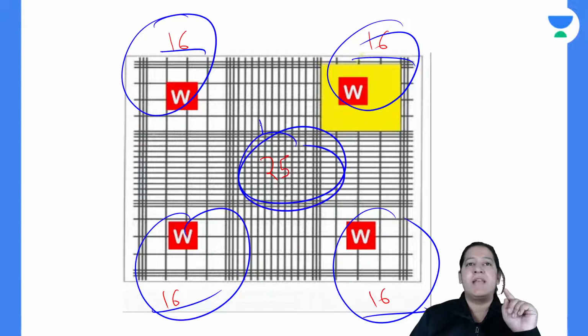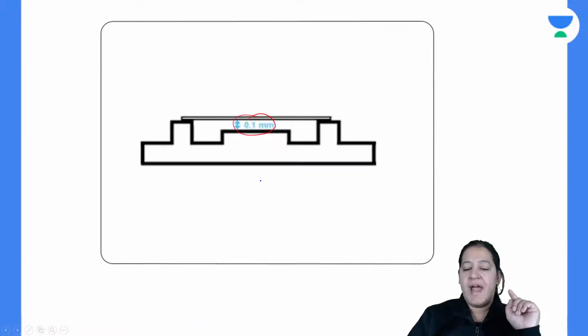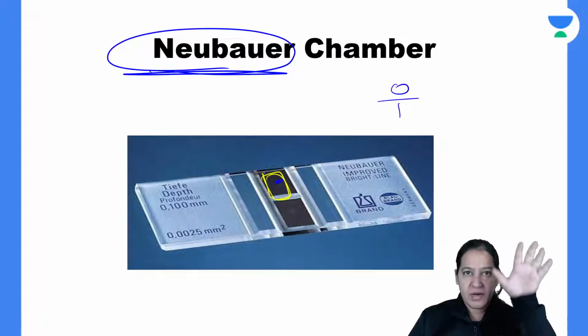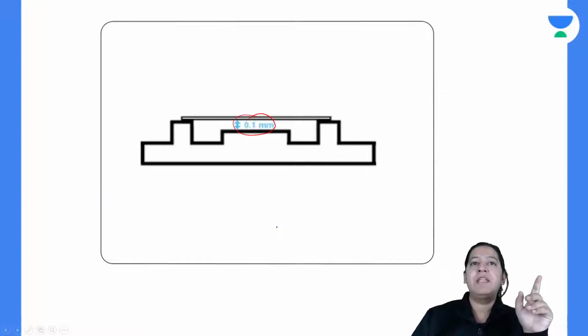is for RBC. The central one is for RBC and it is divided into 25. I have told you this, right? And the depth here, whenever you keep fluid here and cover slip over it, the depth between the cover slip and the fluid is 0.1.